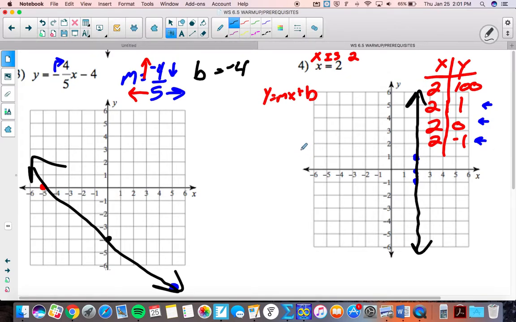Remember, if it's x equals, we think of the word bucks, it's a vertical line with an undefined slope. If it's y equals just some old plain old number, that means it's a horizontal line. We use the word hoy. It's a horizontal line. The slope is 0.